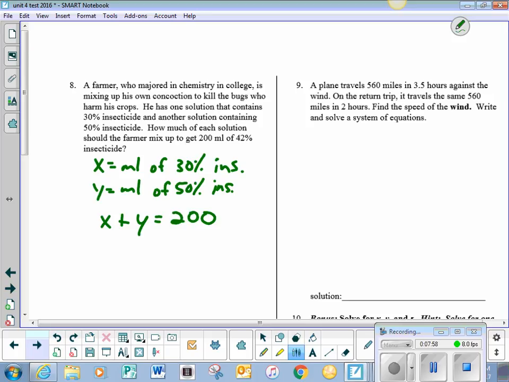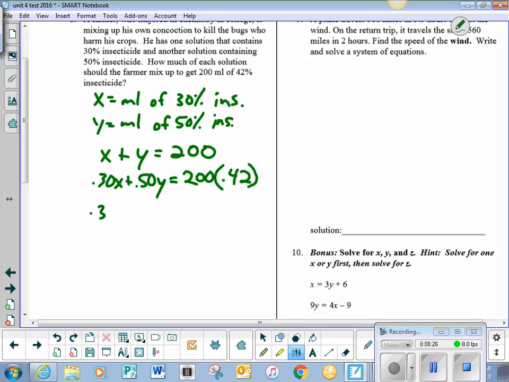Okay. And I know that I'm going to take my amount of 30% and multiply it by 0.30 to find out how much insecticide that really is. And I'm going to take my 50%, and then I'm going to take my 200 and multiply by what percent I want it to be, and that's 0.42. That's the only thing that sometimes some of you forget, but by now you should be getting that. So then I simplify this equation to get this, and that is 84.